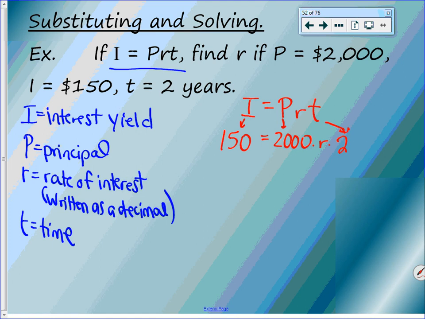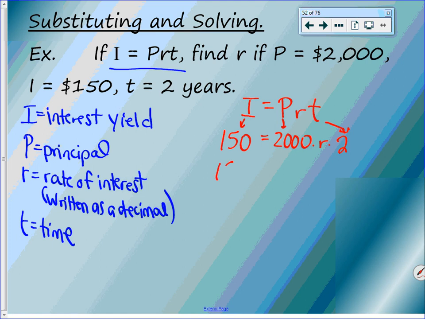So what I'm doing is filling in every missing piece of information except for what I don't know, which is the rate. And so this will tell me what interest rate was awarded for this particular yield. So in other words, someone, let's say, got $2,000. They decided to put it in an account for 2 years, and this is how much interest they got at the end of 2 years. And they want to know what was the interest rate. So we're going to solve.